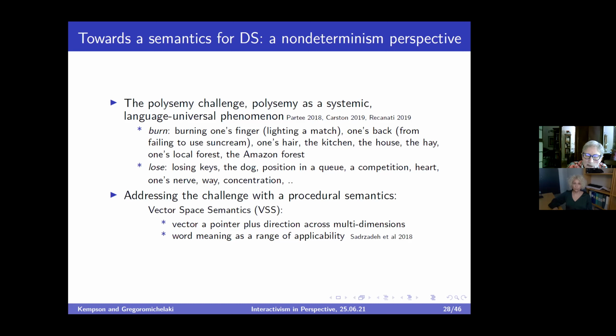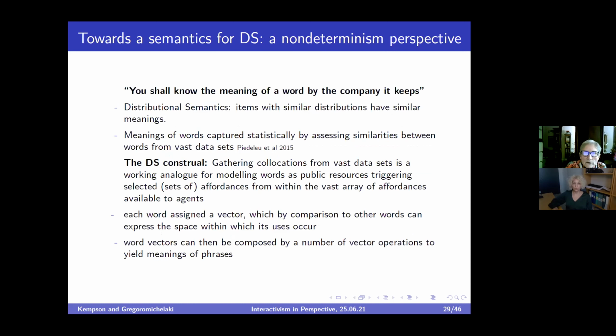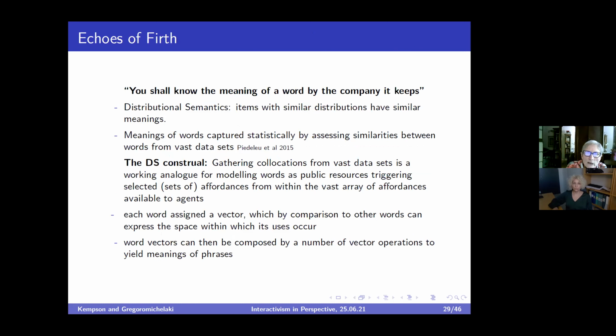So we're trying to address this challenge with the procedural semantics of vector space semantics, where the starting point is to assume a vector as a pointer plus direction across multi-dimensions. Now, for most of you, this is really very familiar. Distributional semantics is a way of saying that the meanings of words are captured statistically, simply by assessing similarities between words from vast datasets. But the DS construal is that gathering collocations from vast datasets is a working analog for modeling words as public resources, triggering selected sets of affordances from within the vast array of affordances available to agents.